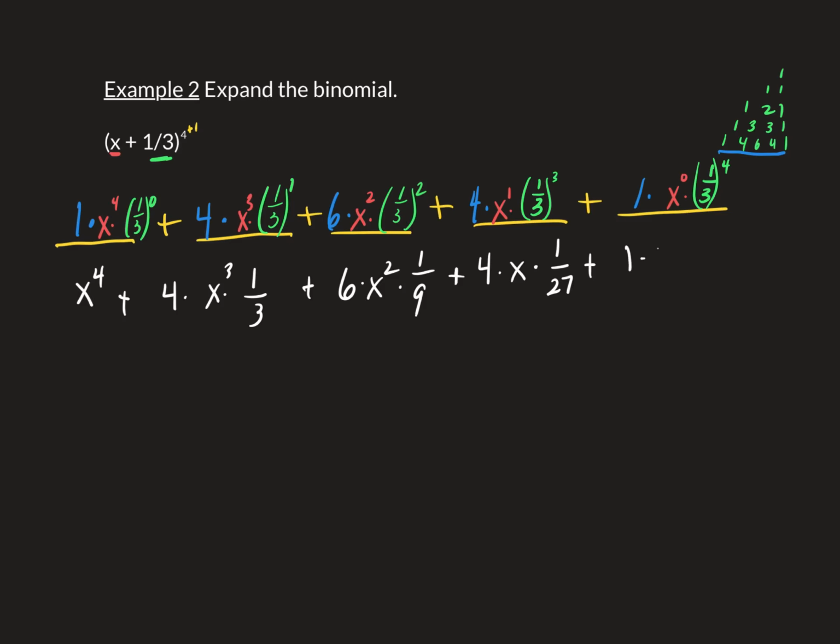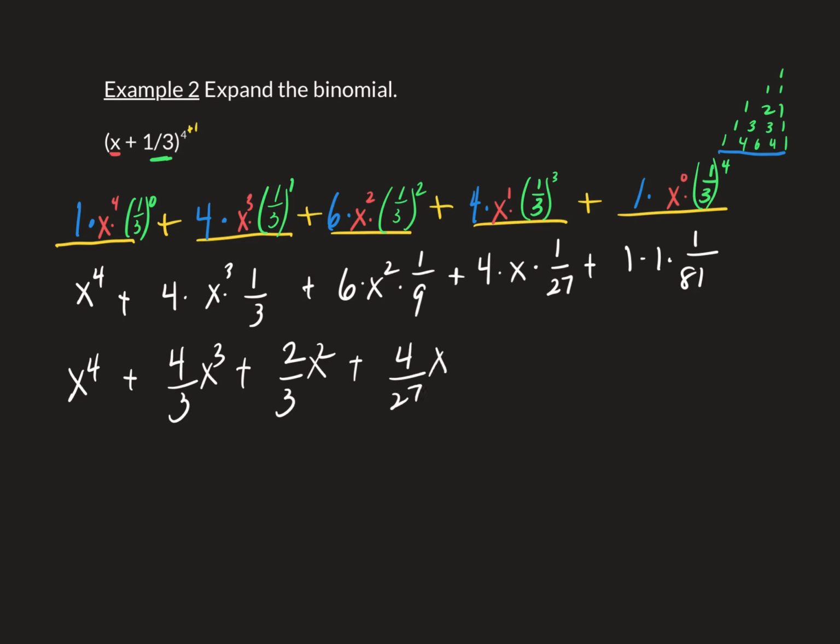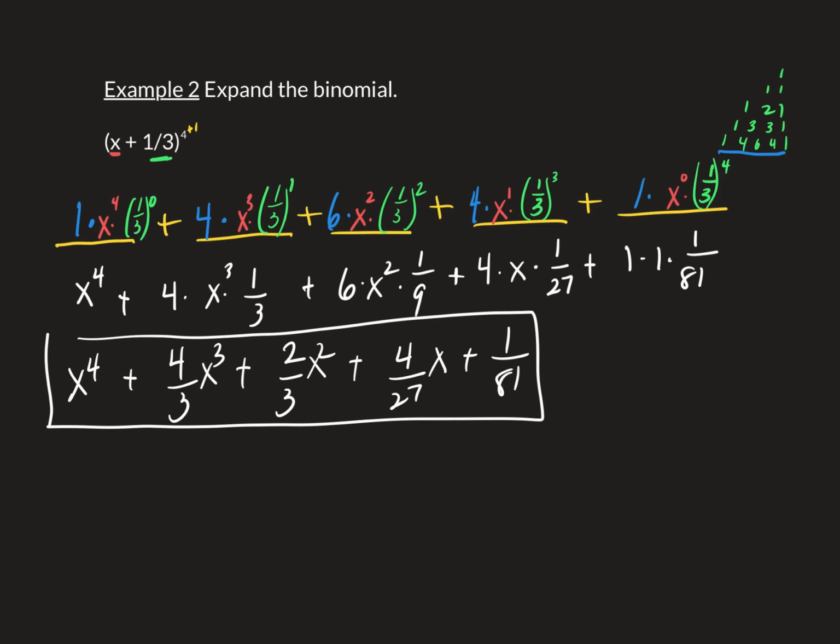plus 1 times 1, because x to the 0 is 1, 1 times 1, times 1 over, I think that's 81. 1/3 multiplied by itself 4 times. Now I'm going to actually do the math. The first term is just x to the 4th. 4 times x cubed times 1/3 is 4/3 x cubed, plus 6 times x squared times 1/9 is 6/9 x squared, which is 2/3 x squared, plus 4 times x times 1/27 is 4/27 x, plus 1 times 1 times 1/81 is 1/81. And that would be the expansion of x plus 1/3 to the 4th power.